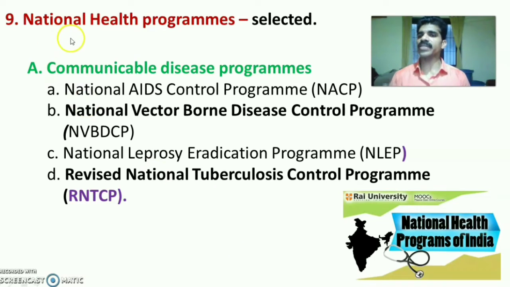The ninth service is National Health Programs. Implementation of selected National Health Programs through sub-centers is divided into communicable disease programs and non-communicable disease programs. First, communicable disease programs include the National AIDS Control Program, NACP, National Vector-Borne Disease Control Program, NVBDCP, National Leprosy Eradication Program, NLEP, then Revised National Tuberculosis Control Program, RNTCP. These are some of the communicable disease national health programs implemented through the sub-centers.